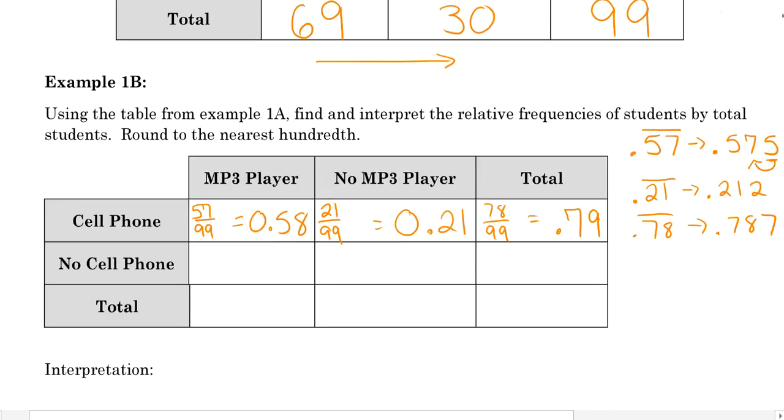Okay, I want you to try the last 6 boxes on your own. I'm going to pause the video, and then when we come back, you can check your work and see how you did.